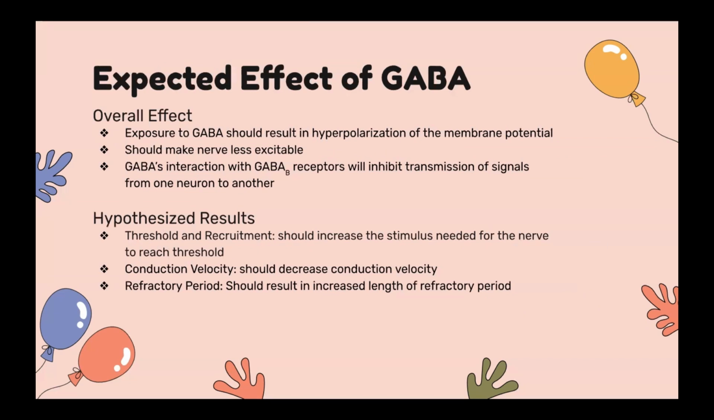Due to the aforementioned effects of GABA on GABA A and GABA B receptors, it is anticipated that GABA should have an overall inhibitory effect and make the nerve less excitable. Therefore, it is hypothesized that within the threshold and recruitment trials, it should increase the stimulus needed for the nerve to reach threshold and the stimulus needed for the nerve to elicit a max CAP. Within the conduction velocity trials, it should decrease the conduction velocity, and within the refractory period trials, it should increase the length of the refractory period.